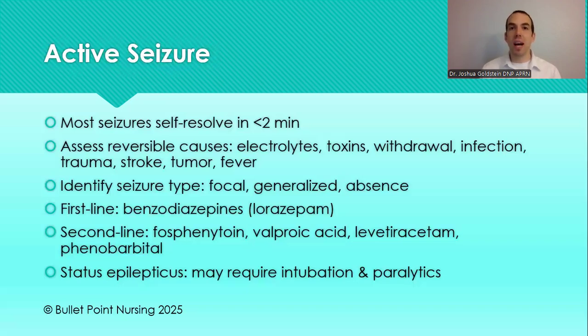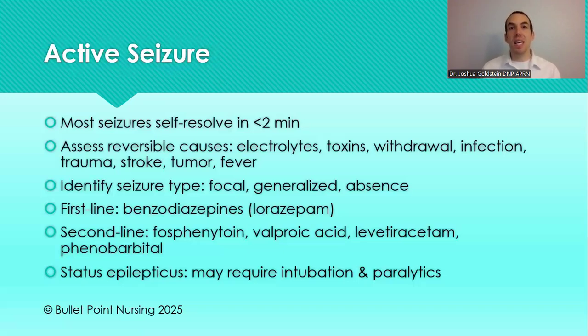These are almost all going to be IV infusions. This is going to be fosphenytoin, valproic acid, levetiracetam, or phenobarbital. These medications would be second line for a patient who's still having a seizure despite having already gotten a benzodiazepine. We may also use these for patients that are having repetitive seizures, not necessarily that it didn't stop, but that their post-ictal phase just leads right into the next seizure, right into the next seizure. It doesn't literally have to be that the patient was seizing nonstop.